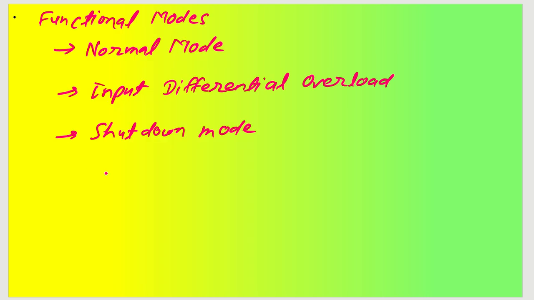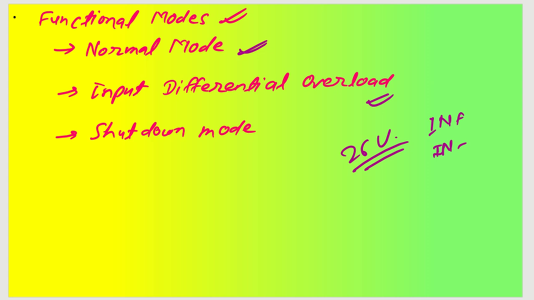Now let us talk about the functional mode. So this IC has functional modes like normal mode, which we can always utilize. We have differential mode as well, where the input voltage difference is increasing, which is more than 26 volt, at the input plus and input minus. Okay, so it can be more than 26. That's the reason we are going to have overload.